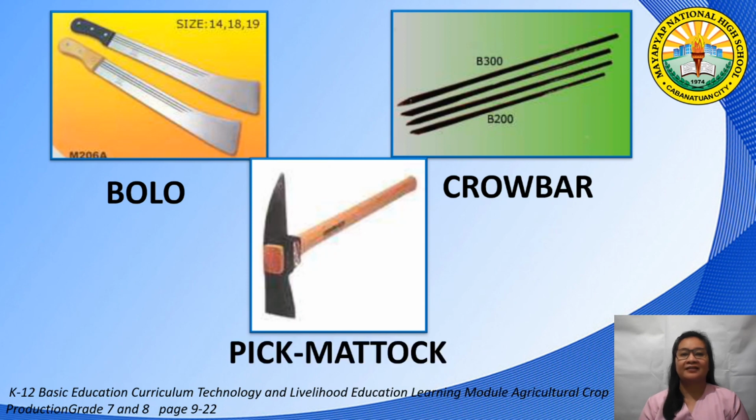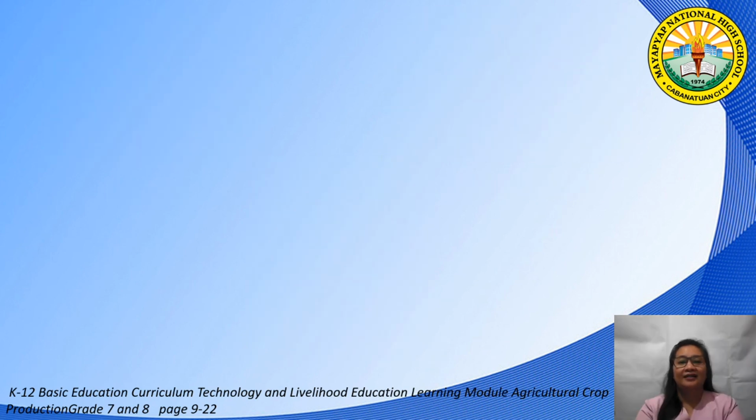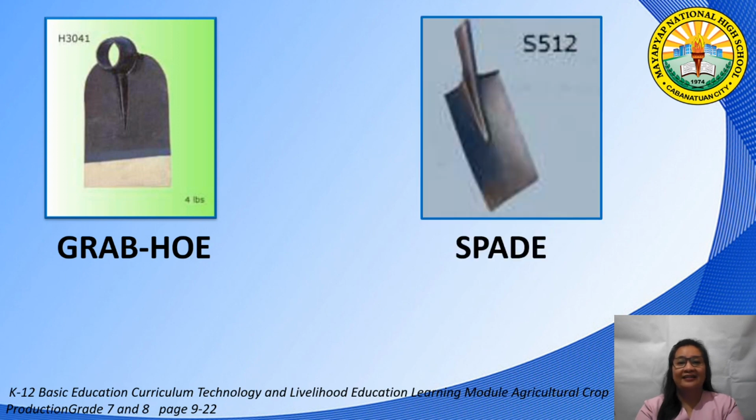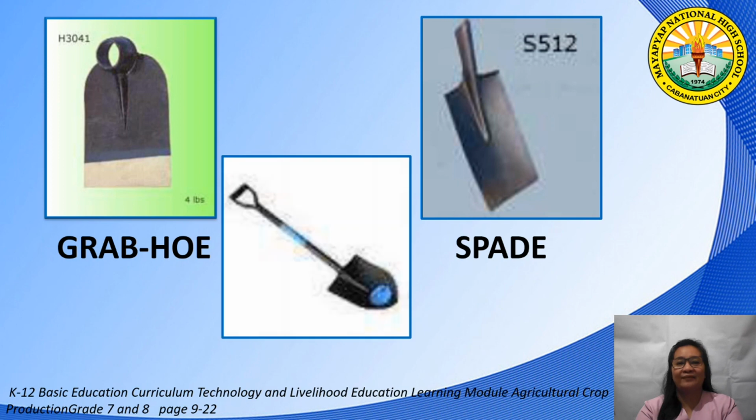Pick mattock. It is used for digging canals, breaking hard topsoil, and for digging up stone and tree stumps. Grab hoe. It's used for breaking hard topsoil and pulverizing soil. Spade. It's used for removing trash or soil, digging canals or ditches, and mixing soil media. Shovel. It's used in removing trash, digging loose soil, moving soil from one place to another, and for mixing soil media.